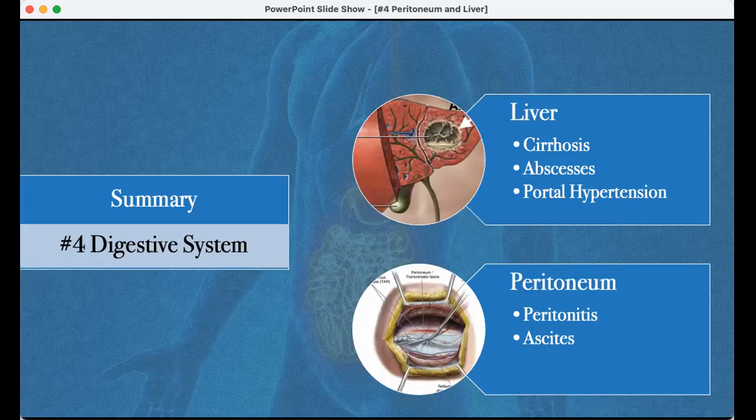Okay, so in summary for number 4, the digestive system, we talked about how the liver can be affected by cirrhosis, abscesses, and portal hypertension. We talked about how the peritoneum can be affected by infection, like peritonitis. You can have a ruptured diverticulum, you can have a ruptured appendix. All this will cause peritonitis, or infection of the peritoneum. The peritoneum also provides peritoneal fluid, and ascites will form if there's obstruction to blood flow through the liver, and it forces that fluid to come out of those vessels to fill up the peritoneal cavity.